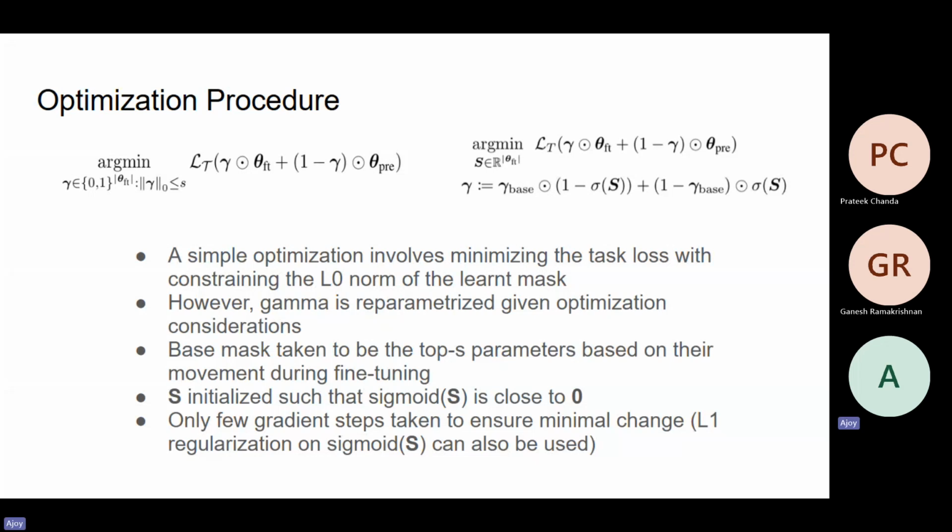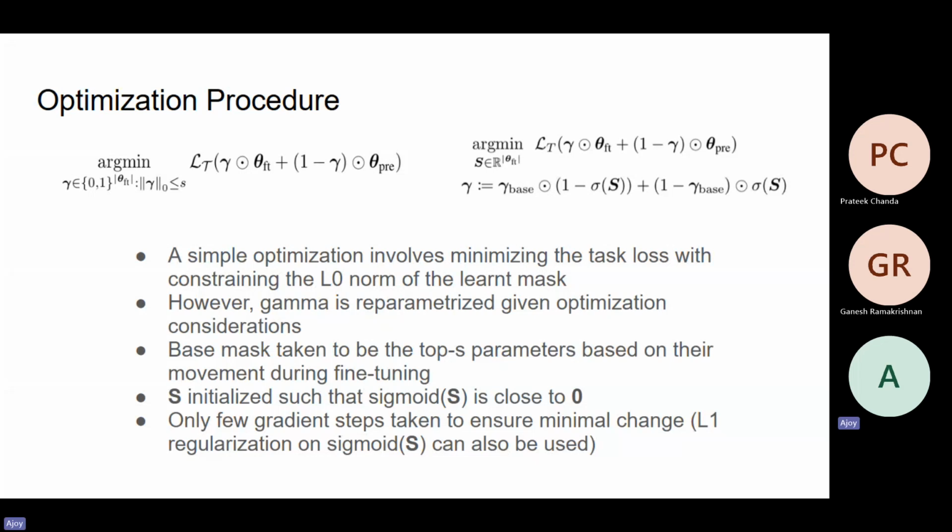It's a vector. It's of the size of the model. Although we are still initializing it so that sigmoid of S has many zeros, like it's close to the zero vector, because we want sigmoid of S to be sparse.